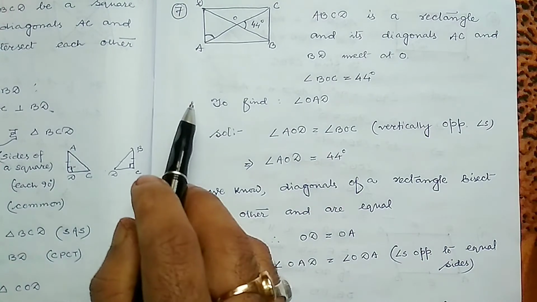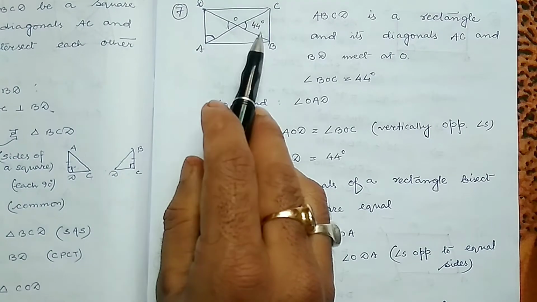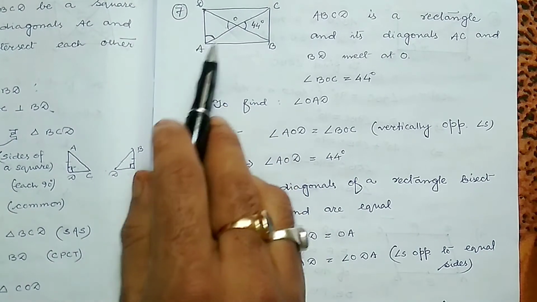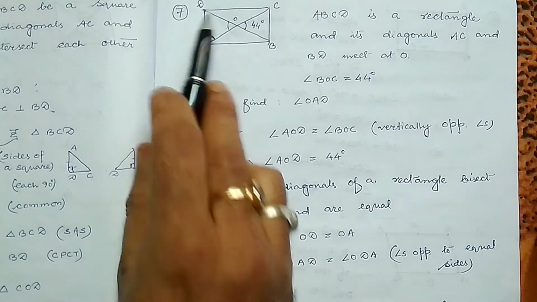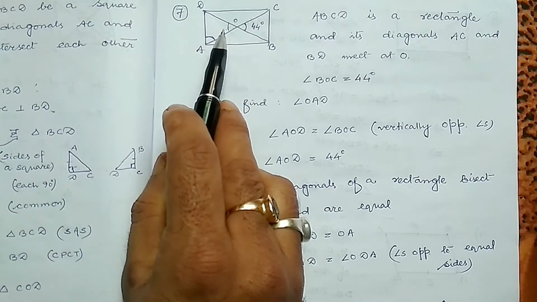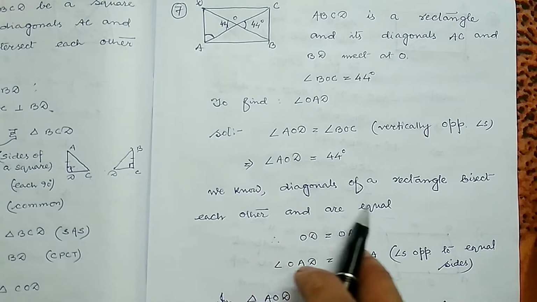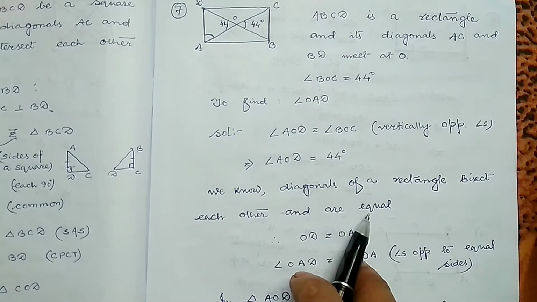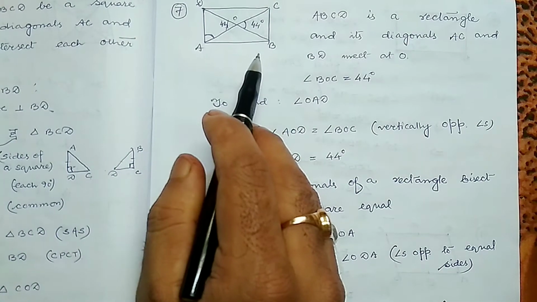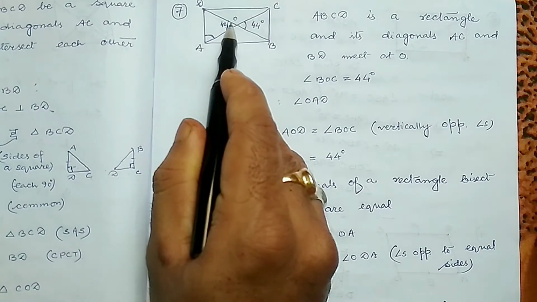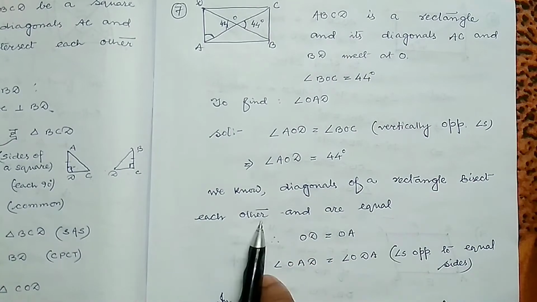Clear? Now we know this angle and this angle are equal because they are vertically opposite angles. So if this is 44, this also will be 44. That's why we have written angle AOD equals angle BOC. AOD, BOC are equal because they are vertically opposite angles. So this one we got 44. First part clear? Now diagonals of a rectangle bisect each other and are equal. So we know diagonals are equal. So I can write AC equals BD. And since they bisect, that means AO equals DO.